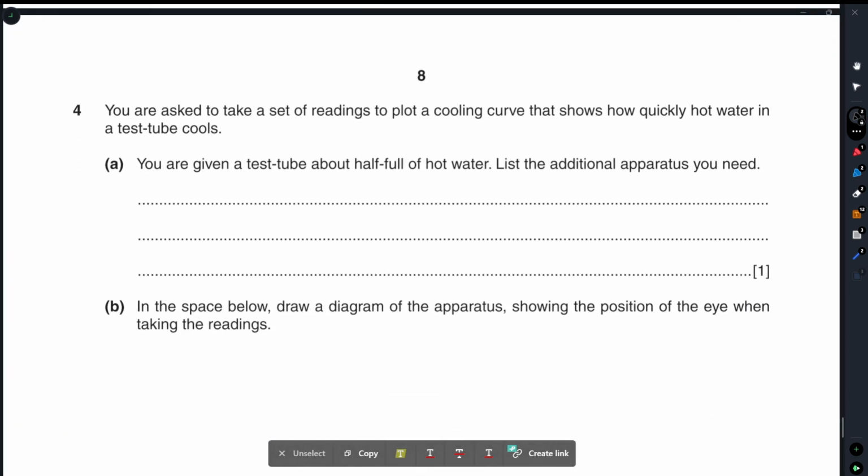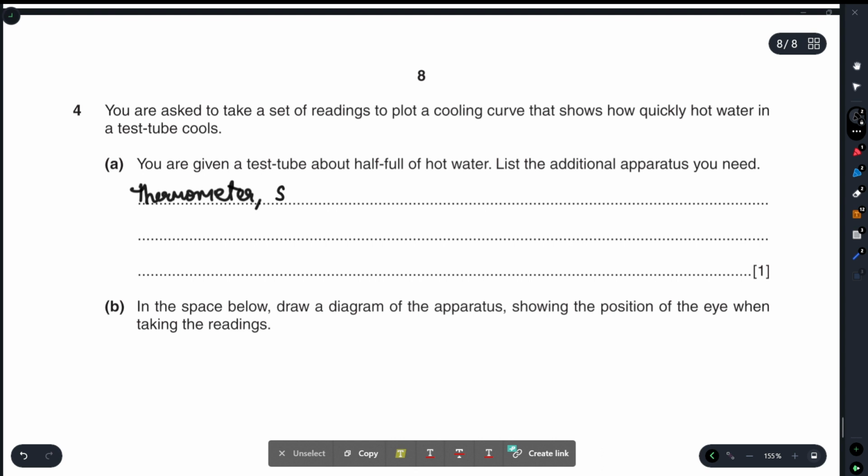Question 4, you are asked to take a set of readings to plot a cooling curve that shows how quickly hot water in a test tube cools. You are given a test tube about half full of hot water. List the additional apparatus you need. Cool. So you need a thermometer. And you need a stopwatch. So a thermometer will be used to measure the temperature, of course, and a stopwatch is going to be used to measure time, which we don't have a lot of.